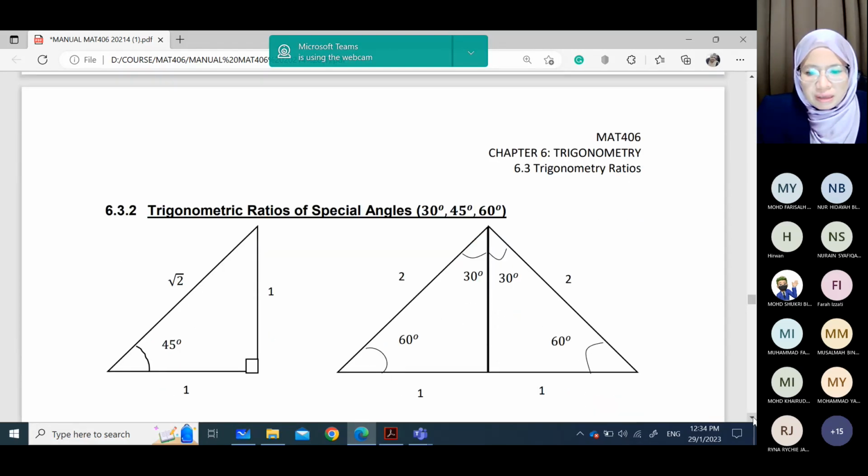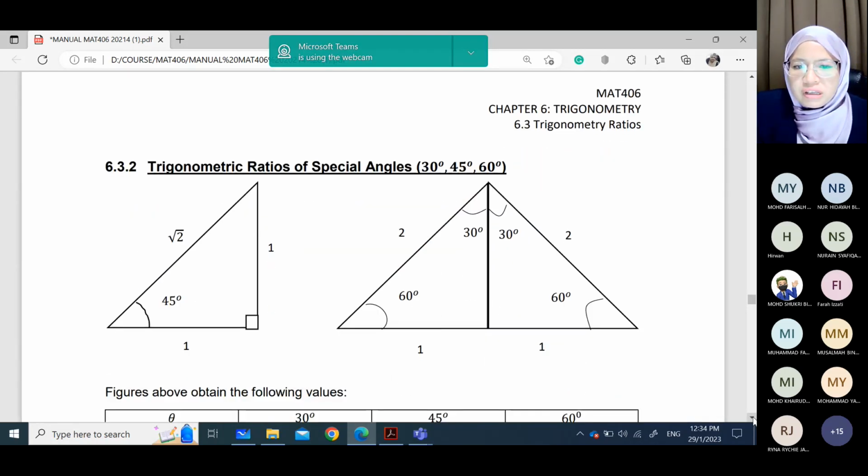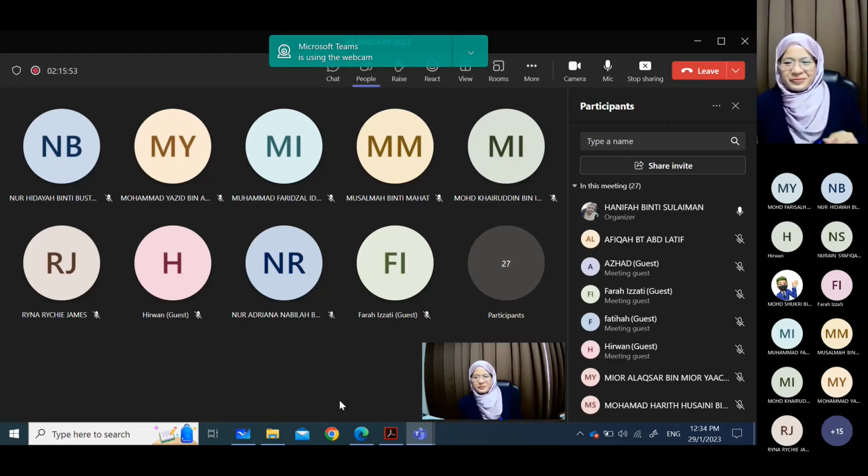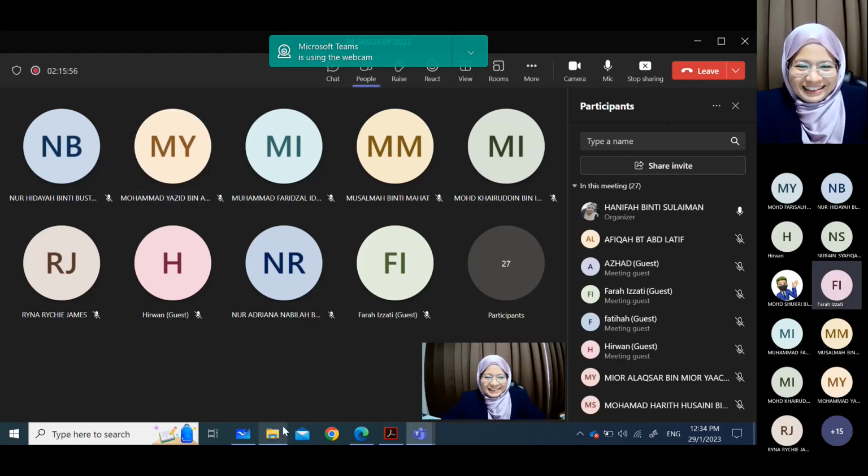Okay, masa pun dah tamat, dah habis. Boleh sambung lagi ke ni? Ke nak stop dah? Boleh. Boleh ke? Yang lain? Okay. Boleh.